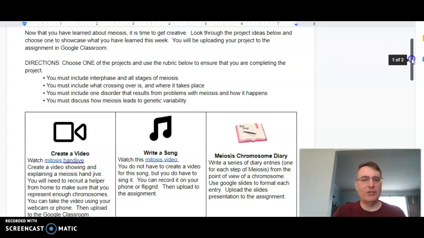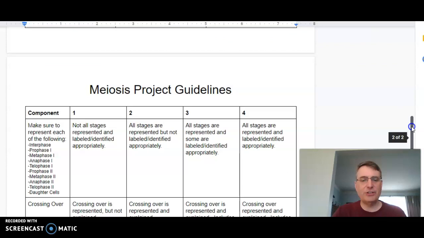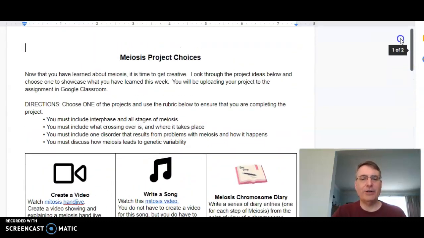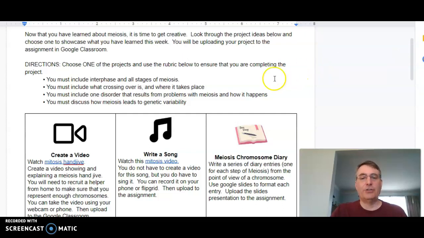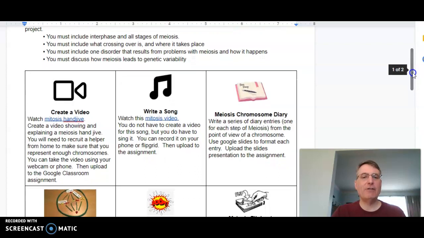There are many ways you can do this. Your directions are to choose one of the projects below and use those rubrics, which I believe are down here. There they are. So you're going to use those rubrics. Make sure you look at the rubrics so that you have all the information you need in this. And this will be basically the test for the assignment.